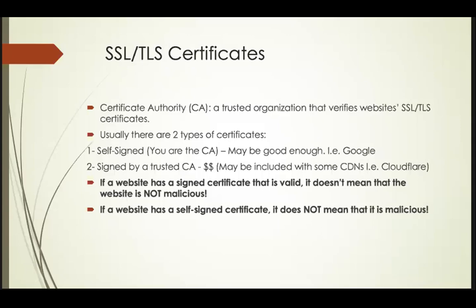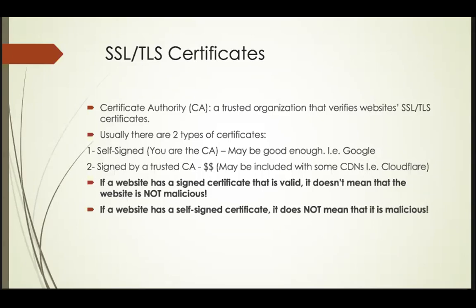Okay, so let's talk a little bit about certificates. We mentioned them earlier, but we didn't really explain what it is. I'm not going to go very deep into this, but I'll briefly explain what you need to know for this topic. There is something called a CA, which is a certificate authority that verifies websites' SSL or TLS certificates. Most browsers have a list of CAs that they trust, which is essentially how we trust TLS and SSL certificates as individuals.